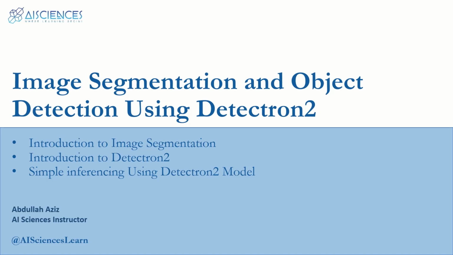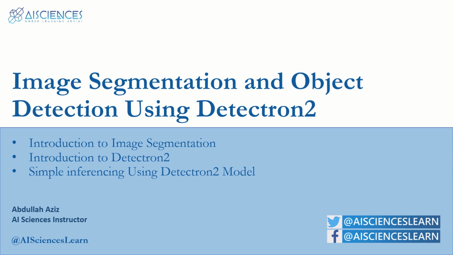Today we are going to learn about image segmentation and object detection using Detectron2, which is a very famous library used for object detection and image segmentation developed by Facebook. We're going to start with an introduction to image segmentation and Detectron2. After that we are going to do some hands-on practice with simple inferencing using Detectron2 models.